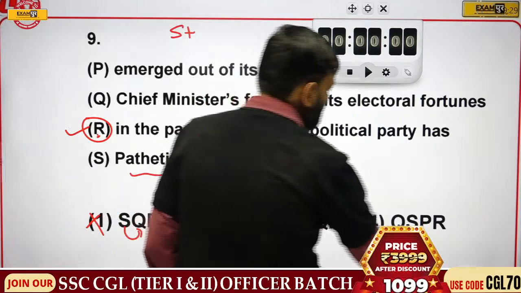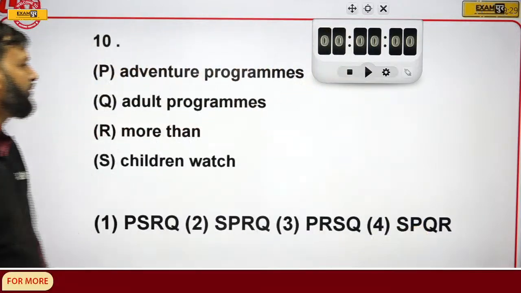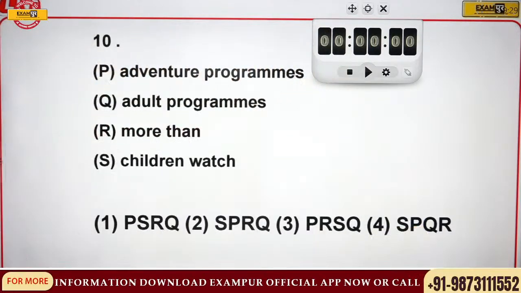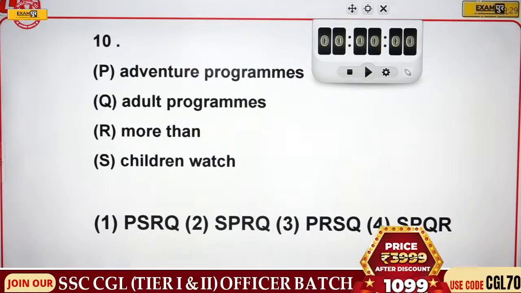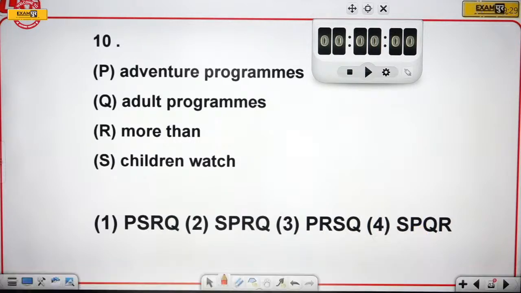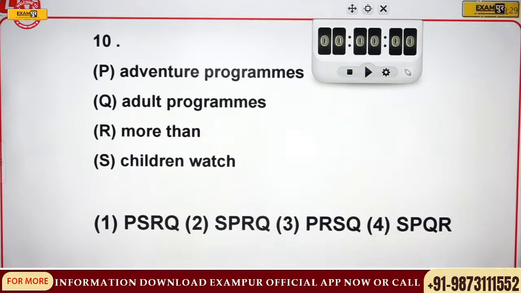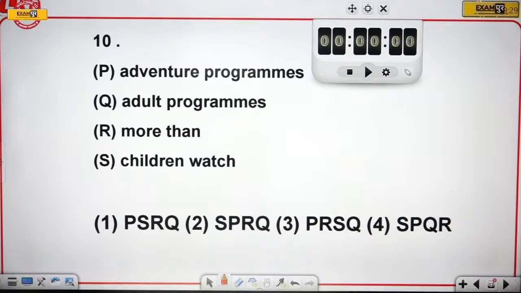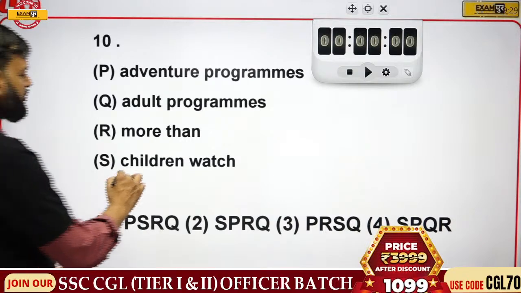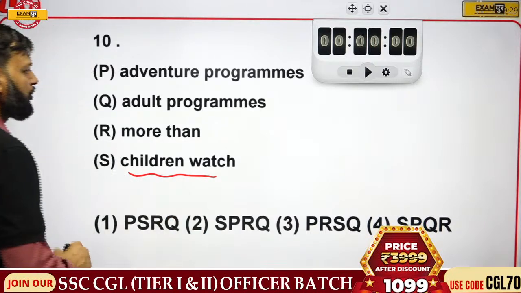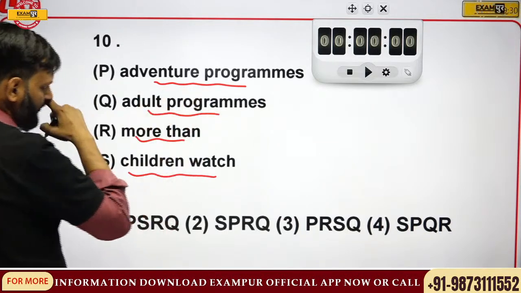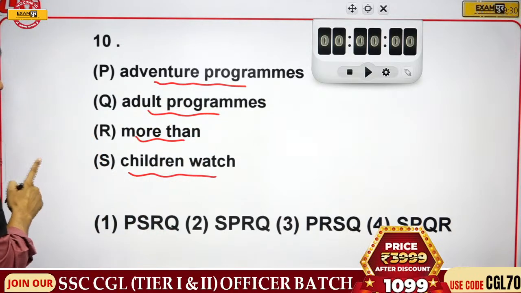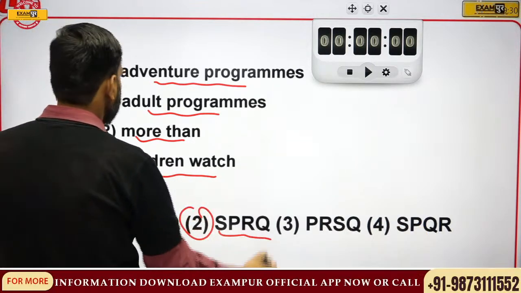Last PQRS, last parajumble question. Adventure programs, adult programs more than children watch. This sentence is very easy. Children watch adventure programs more than adult programs. Okay, so here SPRQ is the right answer.